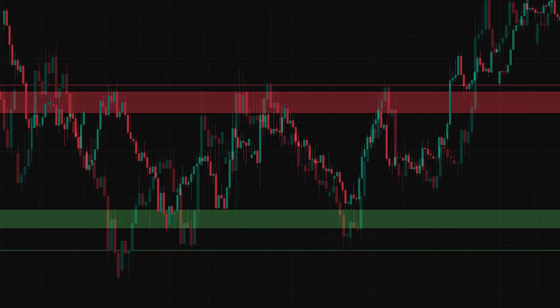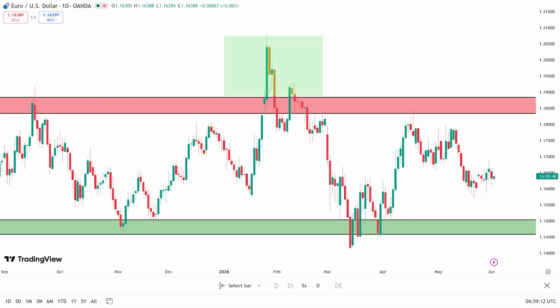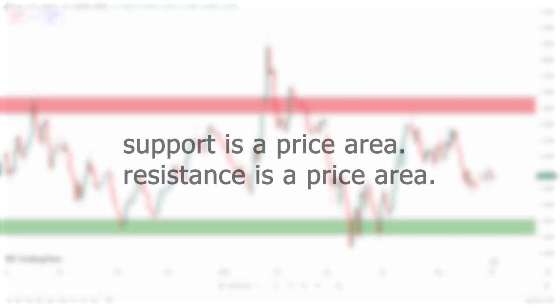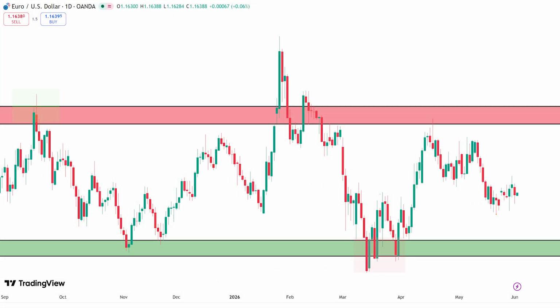Most of the time, support and resistance are zones, not exact prices. Price might react slightly above the level or slightly below it, and that's completely normal. This is why experienced traders often draw zones instead of lines, because markets don't move based on a single number. They move based on liquidity. So remember this rule. Support is a price area. Resistance is a price area, not a razor-thin line on your chart. And if price briefly moves inside that zone, it doesn't automatically mean the level failed.